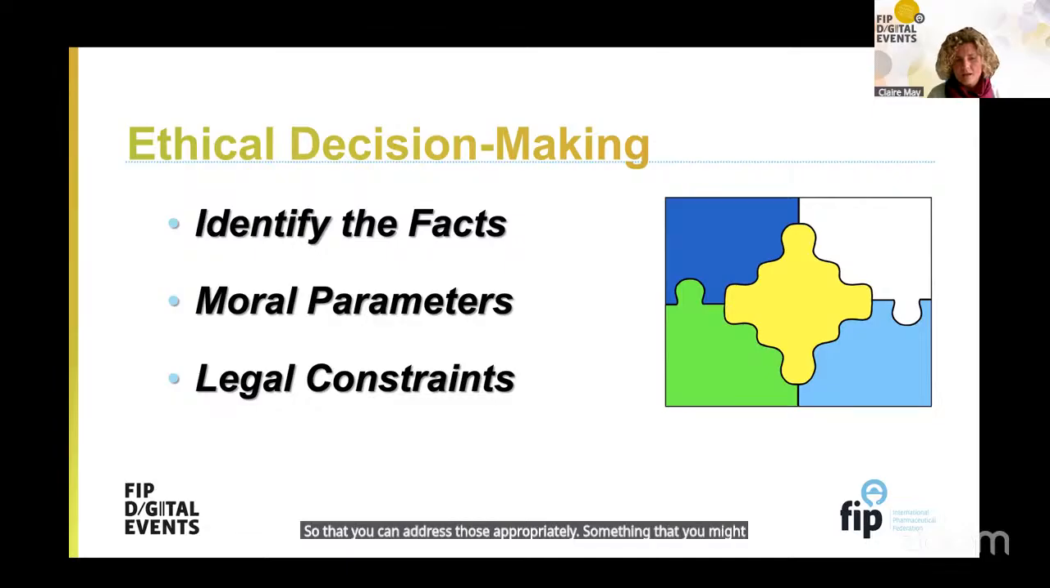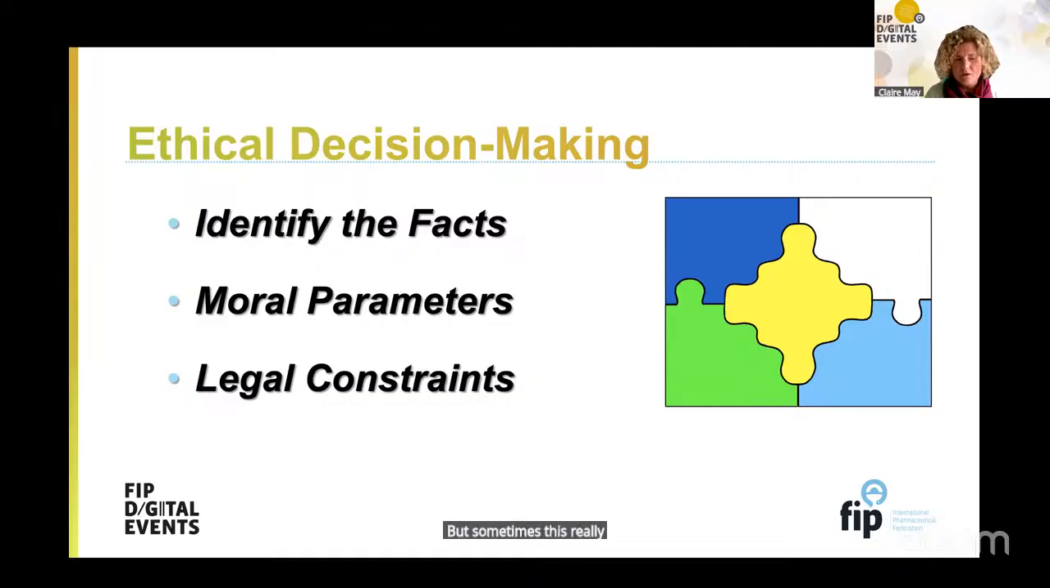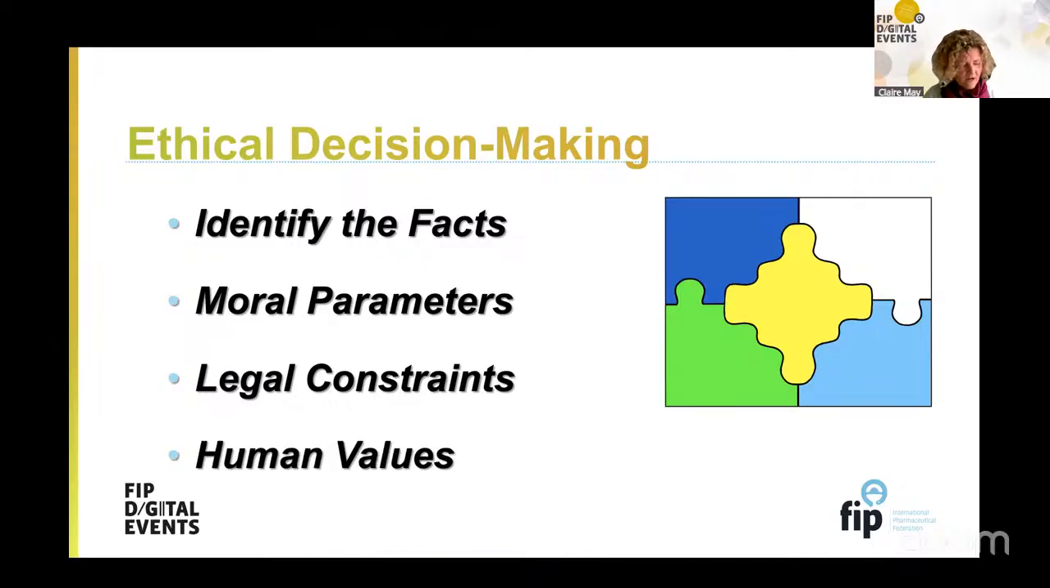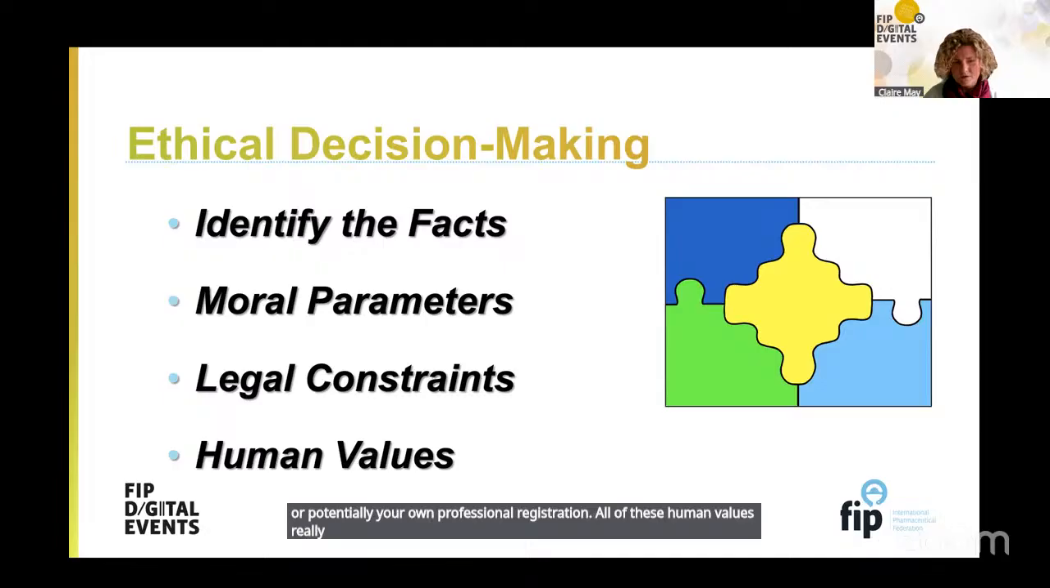Something that you might think is more fixed are the legal constraints. So what legally can we or can't we do? But sometimes this really is one of our largest obstacles to overcome. And then, of course, we have the human values. What are we wanting to do for the people that we are looking to care for? But also it might be that you're thinking about your employer or potentially your own professional registration. All of these human values really do count.